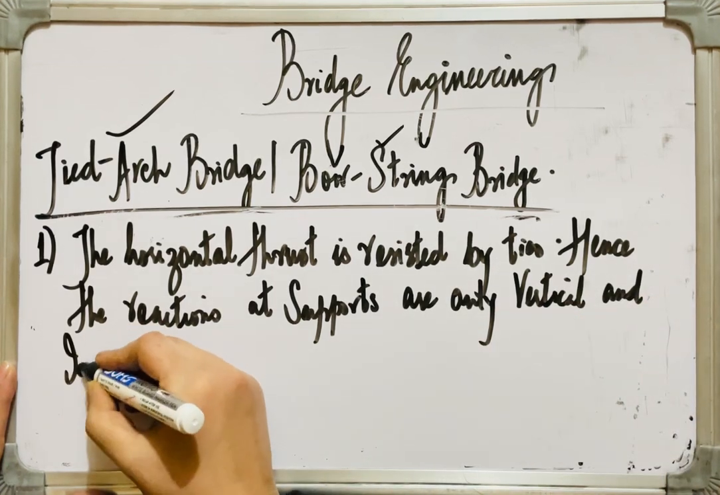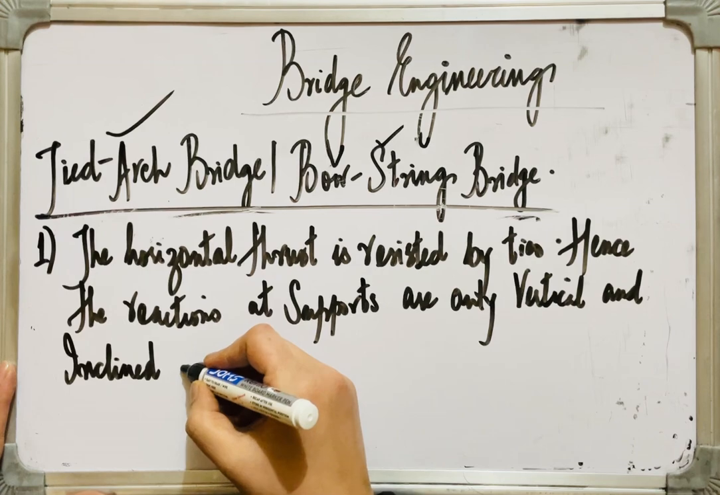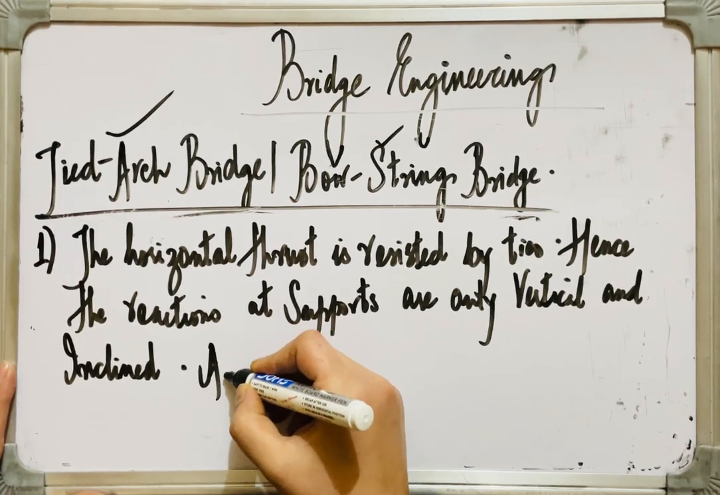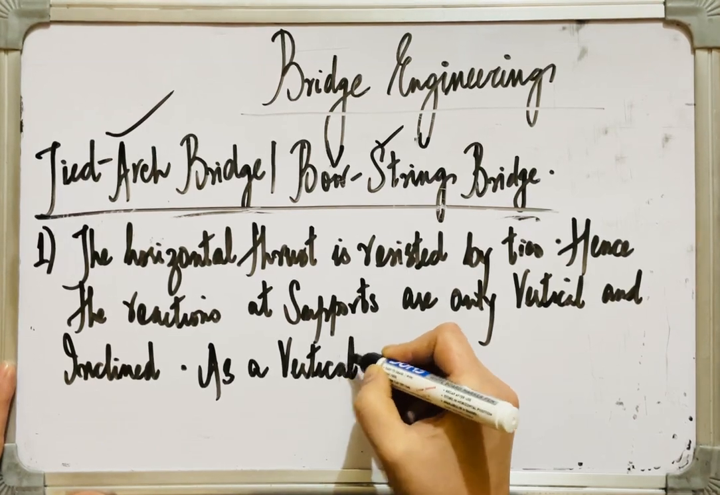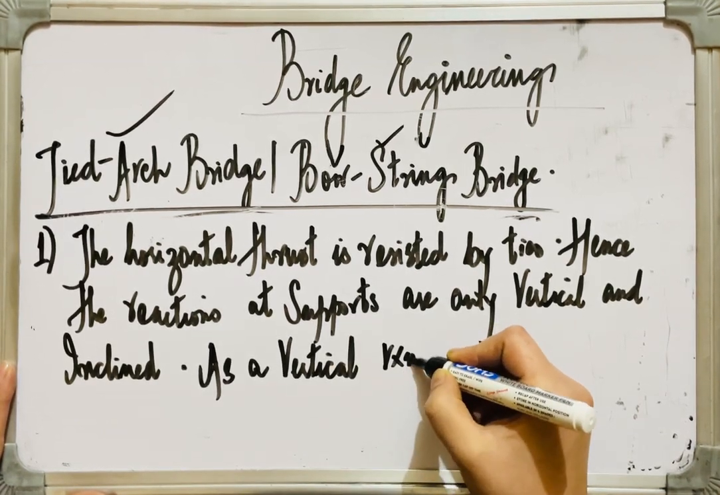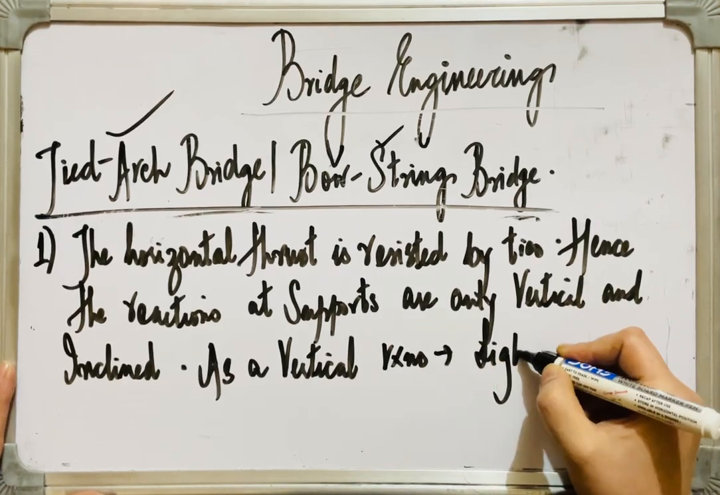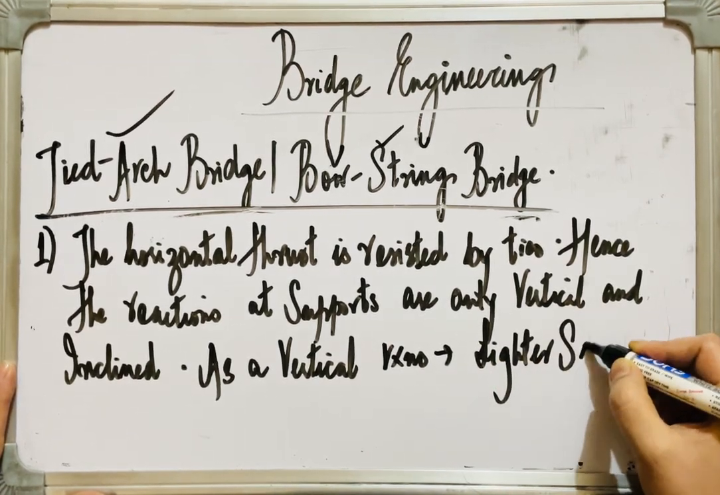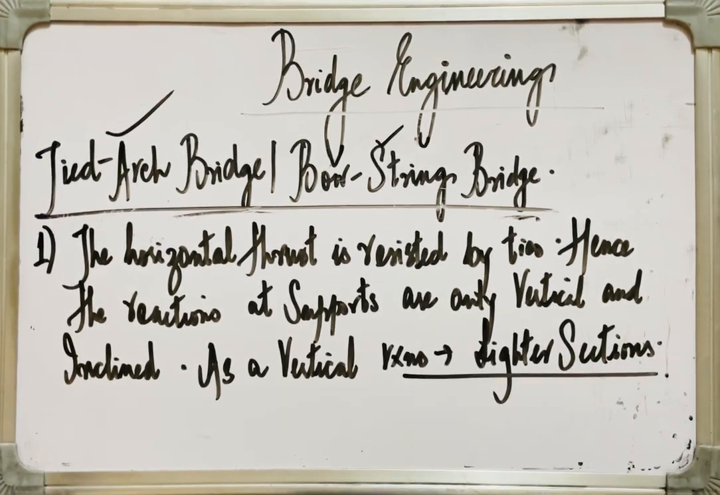As in case of an arch bridge, we have inclined reactions at the supports. So as a result of vertical reactions, we require lighter sections, unlike heavier sections in case of the supports of an arch bridge.